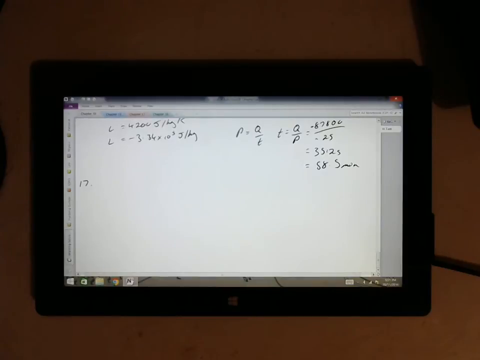17. Okay, two ice blocks of mass 20 grams are each placed in 500 grams of water at 40 degrees. What will be the final temperature of the mixture? Assume no heat is lost to the container or the surroundings. So now we have a thermal equilibrium problem with a phase change. So we've got to use both ideas.